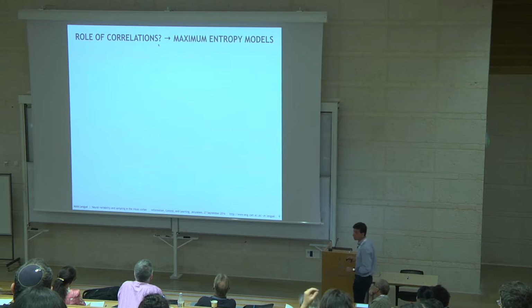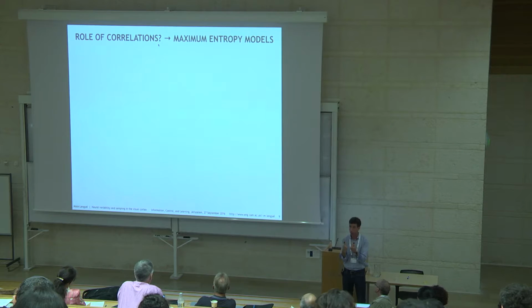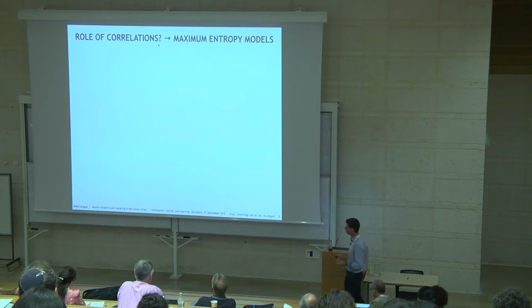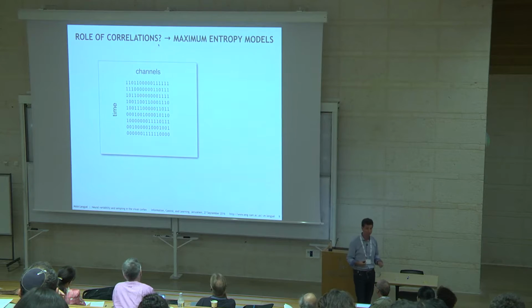Okay, and then we can test whether this is really just driven by single neuron firing rates, whether the single neuron firing rates in the two conditions become more similar, or whether it is due to more interesting correlations or higher order correlations. We use maximum entropy models, which should go without explanation for this audience, to test for the role of correlations.